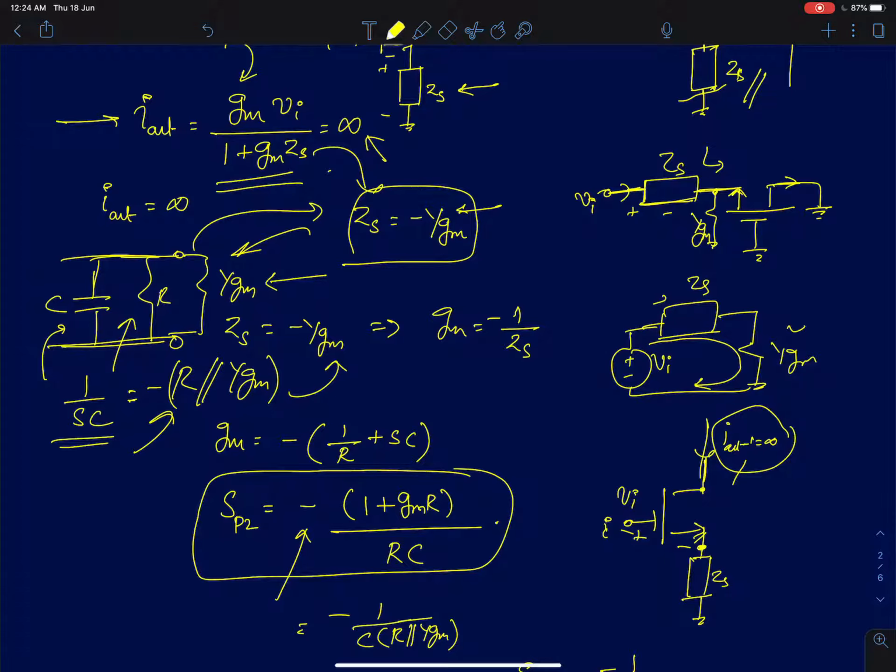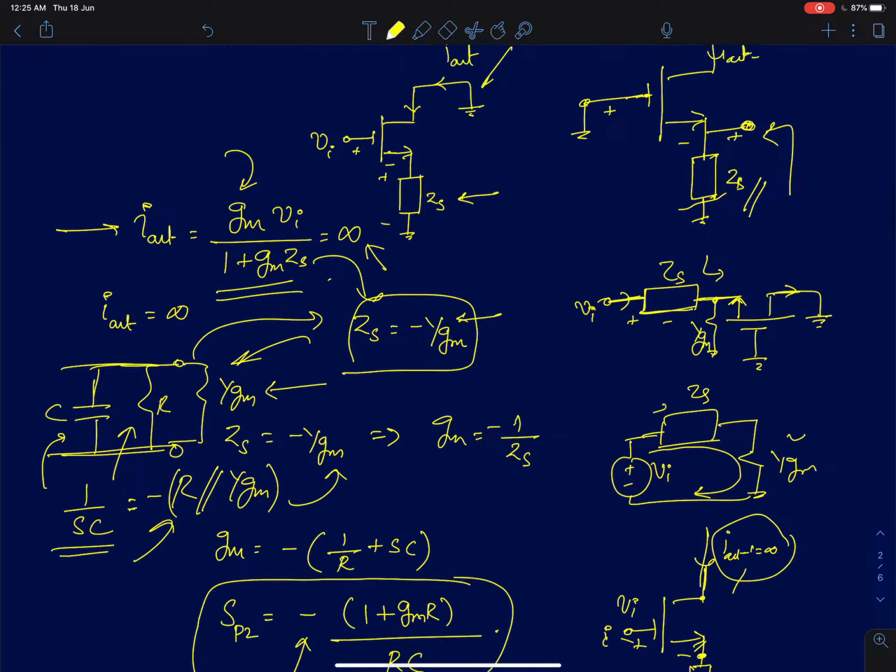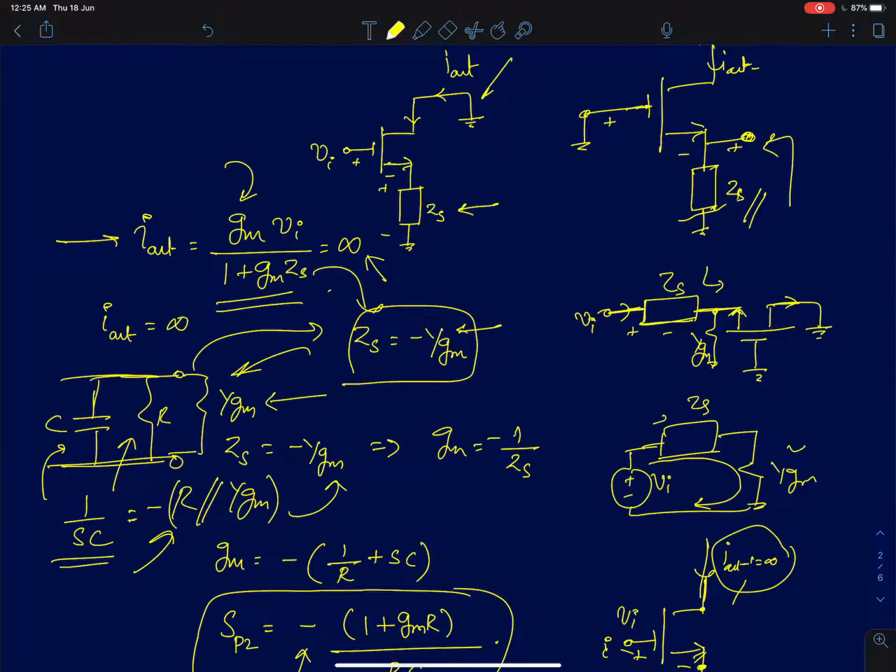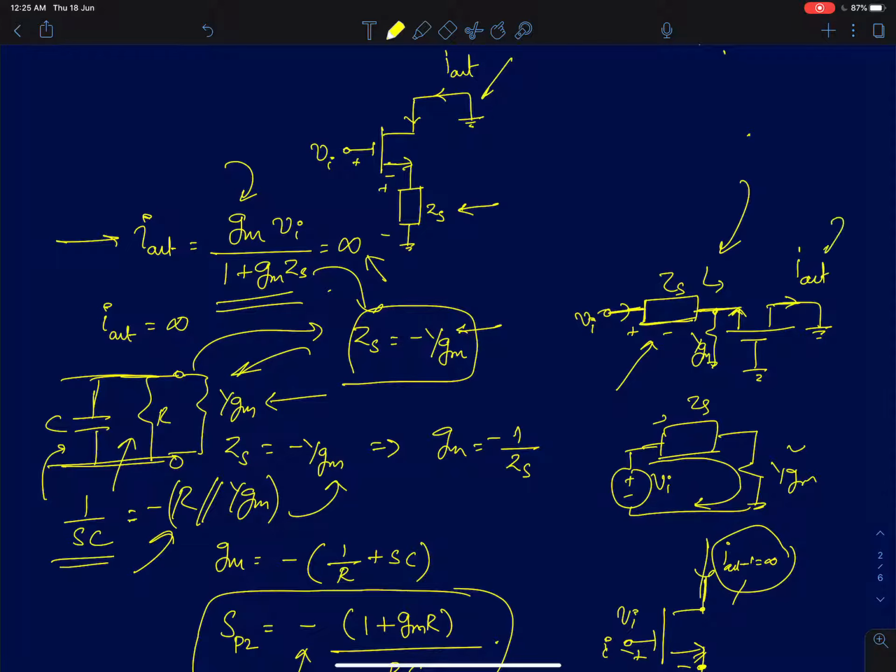Okay. So this is one intuitive way of looking at it. There is another way of looking at it as well. Let's say I have slightly modified the circuit, wherein what I have shown here is a common gate amplifier circuit. If I consider a common gate amplifier wherein I have connected a source impedance at the source terminal, I am interested in finding out, is there some frequency at which I out becomes infinity.